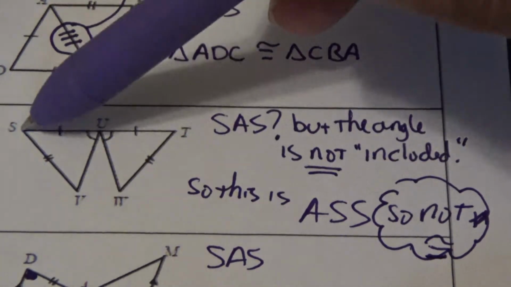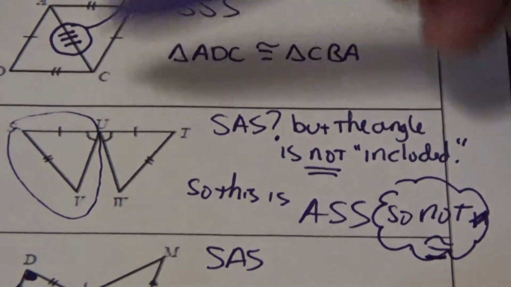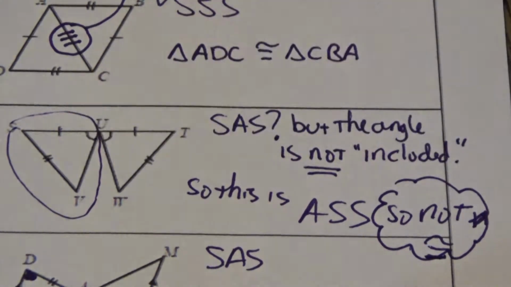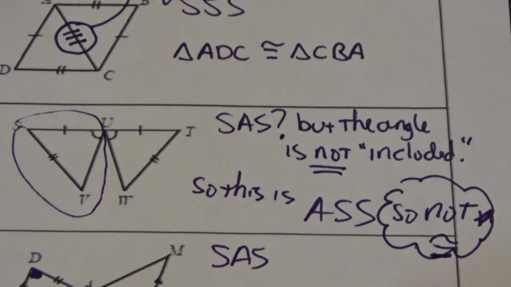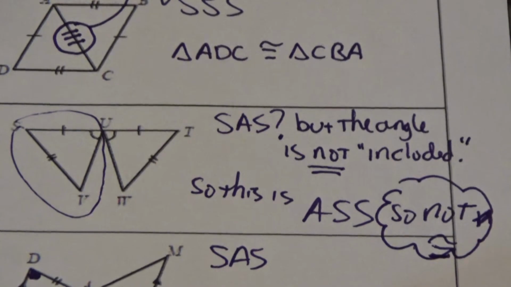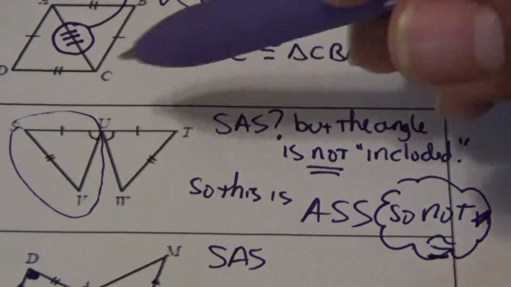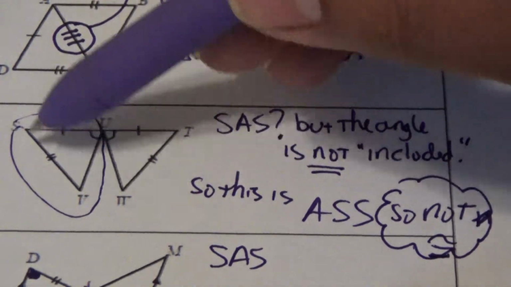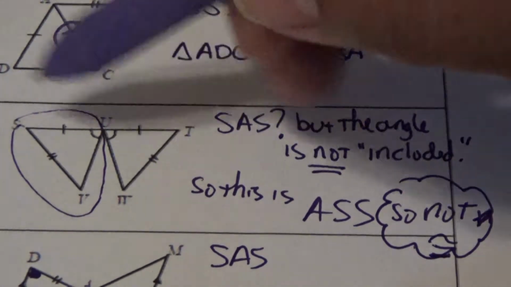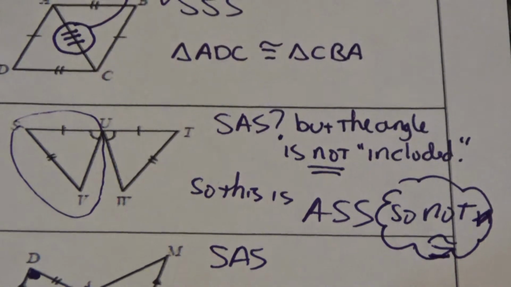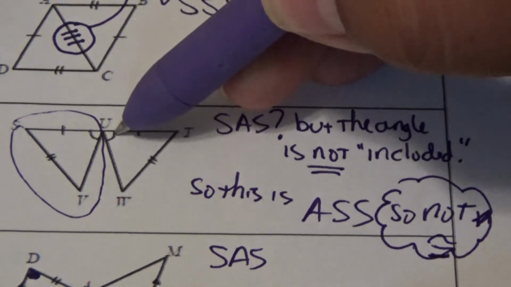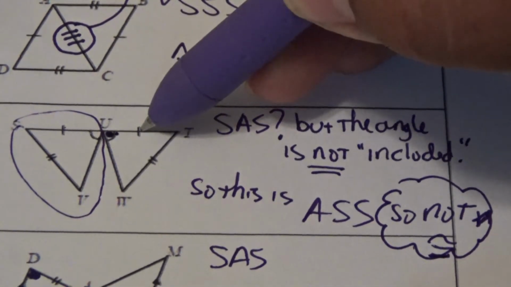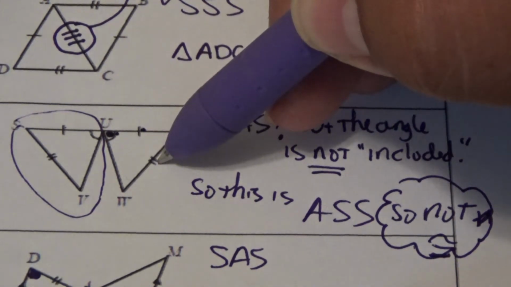We have to look at each triangle individually. We have an angle, side, side. Remember, it's got to be in consecutive order, right? That means it's got to be right next to each other. I can't jump around and figure out side, angle on the other side. I can't do that. It's got to be consecutive. Well, I have an angle, I have a side, I have a side.